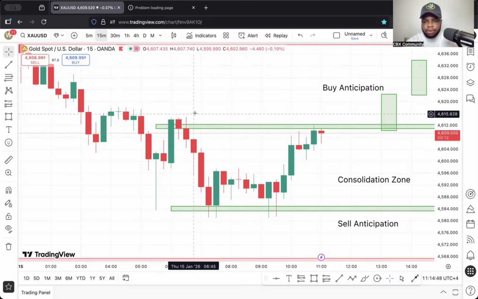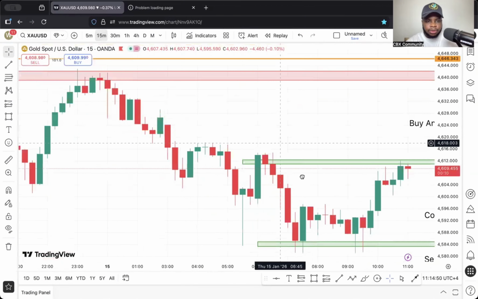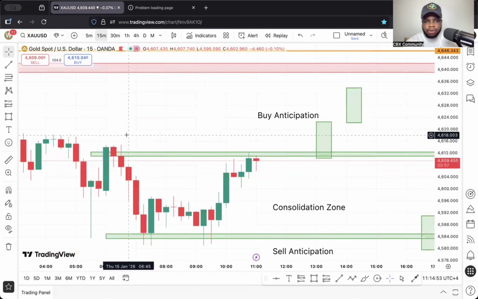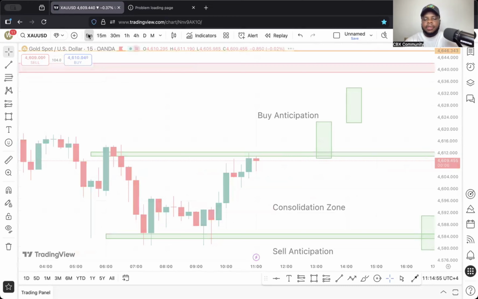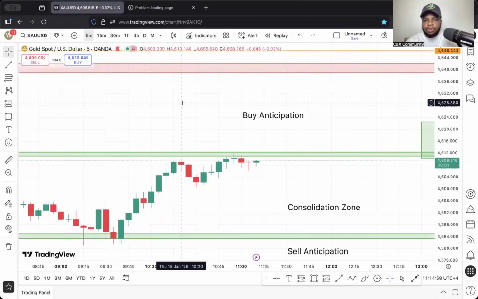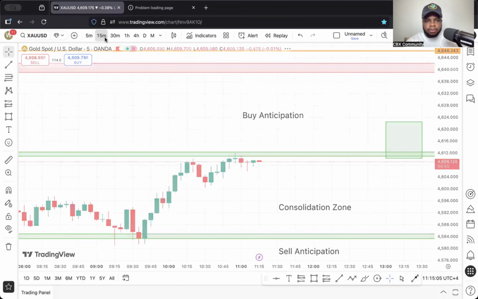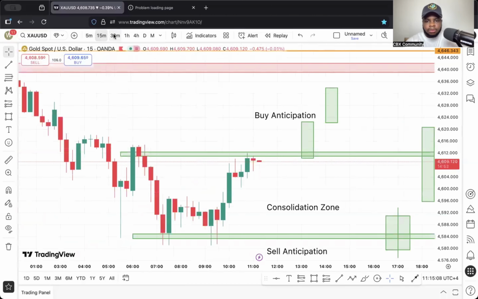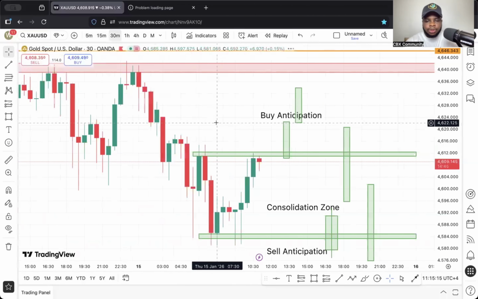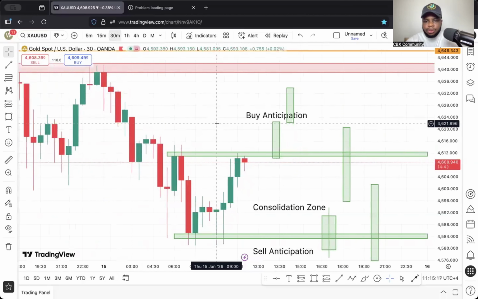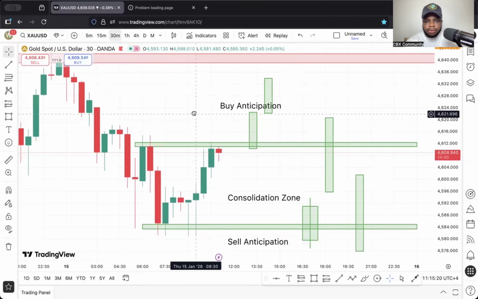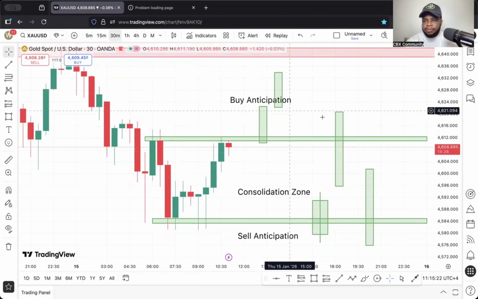Resistance, support. Okay, let's see what the 5 minutes candle is doing. So the 15 minutes candle has closed. This is the beginning of the new 15 minutes candle. So let's see what this market condition wants to do.